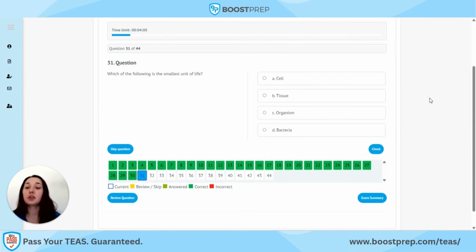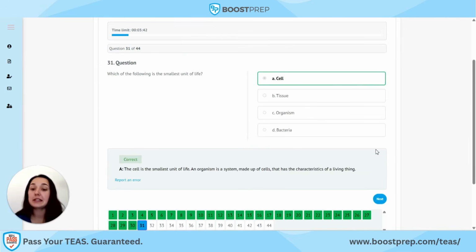Question 31. Which of the following is the smallest unit of life? A, cell, B, tissue, C, organism, D, bacteria. The correct answer is A, cell. A cell is the smallest unit of life. An organism is a system made up of cells that has the characteristics of a living thing.